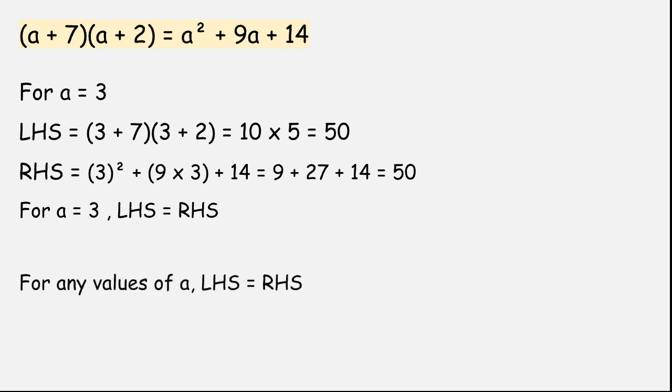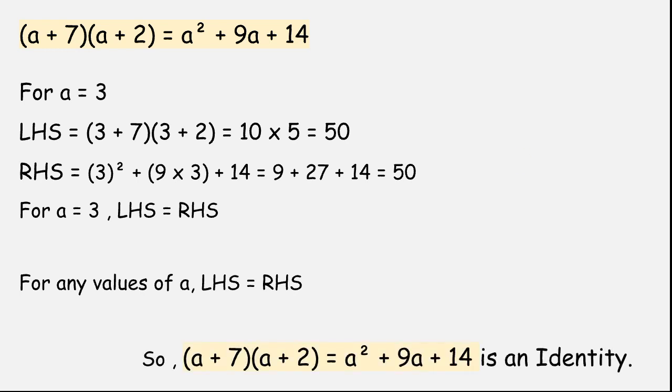So for any values of a, even if you want we can take other values also, LHS is equal to RHS for this equation: (a + 7) into (a + 2) is equal to a square plus 9a plus 14. Therefore, it is called an identity. Let us now discuss the algebraic identities.